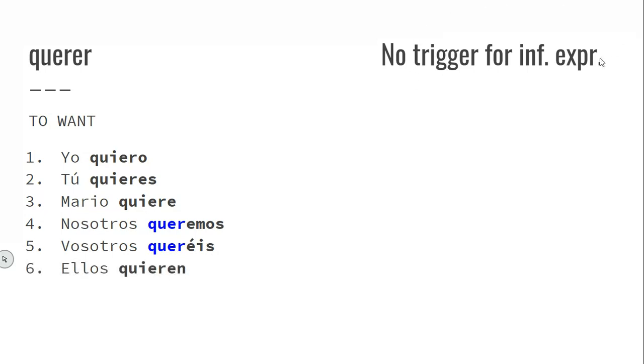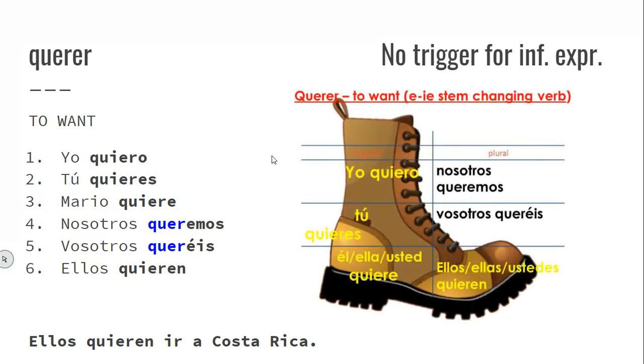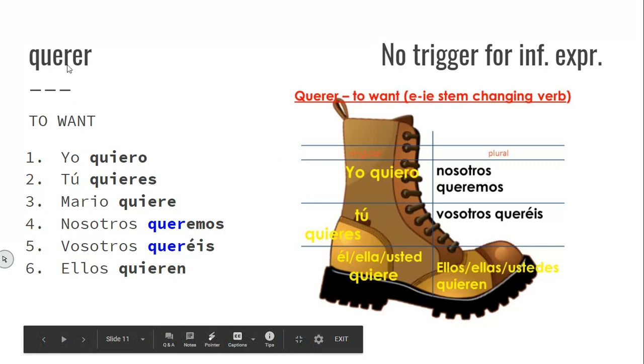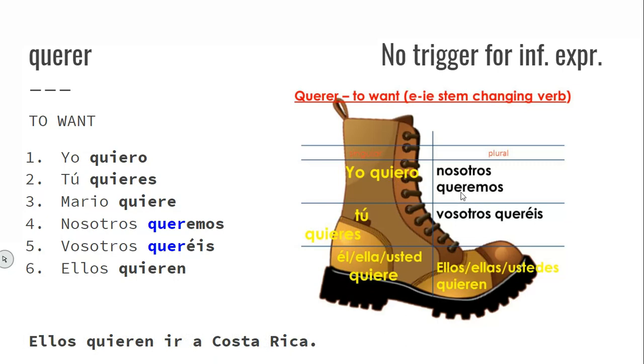This is another where we don't have a trigger for our infinitive expression, so we conjugate the first and put the infinitive right after. Ellos quieren ir a Costa Rica. They want to go to Costa Rica. And again, here's our example. That's a nice boot there. Okay, everything inside the boot, we change the E in the middle to IE. Everything outside of the boot, we keep the E the same. We don't make that stem change. Okay. All right, so let's get into some practice.